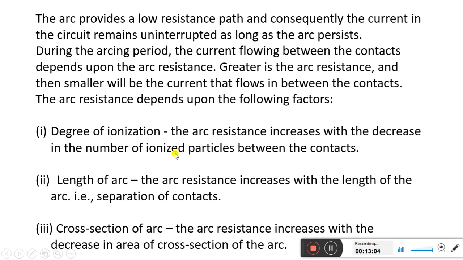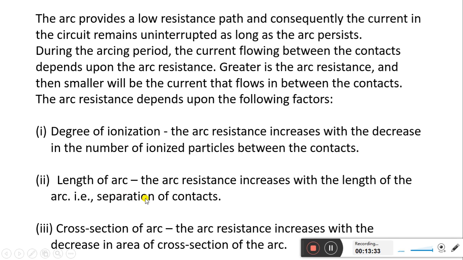What are the factors? First is the degree of ionization. What is the degree of ionization? The arc resistance increases with the decrease in the number of ionized particles between the contacts. So if the ionized particles between the contacts decrease, then the arc resistance increases.